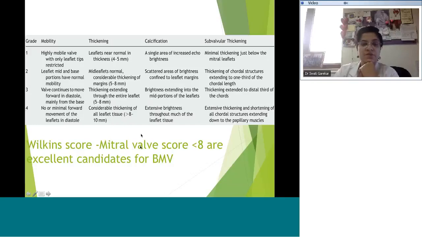There are Wilkins scores, and again, it's a good idea to stick this in your echo lab room so you don't have to memorize things. The Wilkins score looks at whether the valve is mobile, what part of the leaflet is thickened, just at the base or even up to the tip, whether there's some echogenic spot denoting calcification, and whether even below the leaflets there are chordae which are thickened. So a mitral valve score of less than 8 means if there's mitral stenosis, then your ballooning will work.